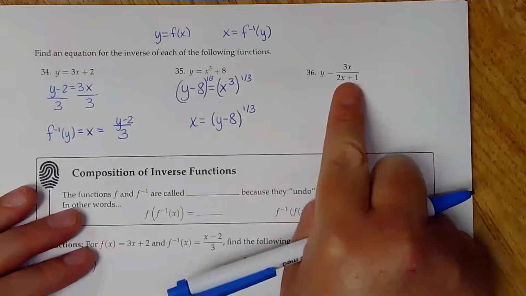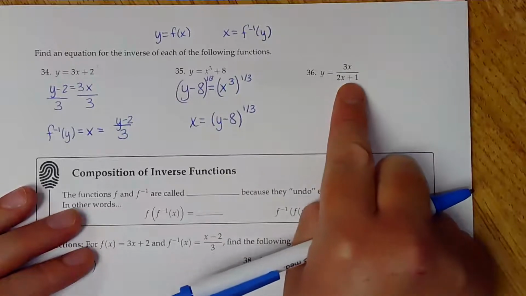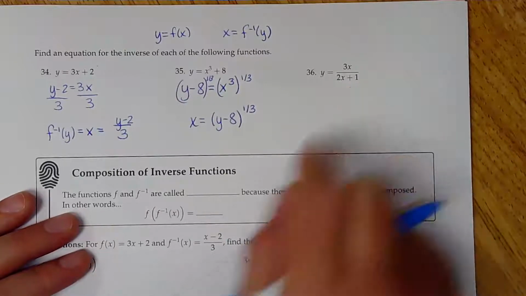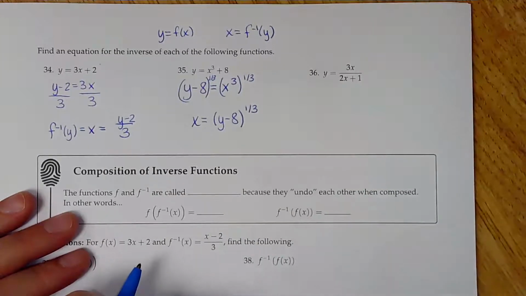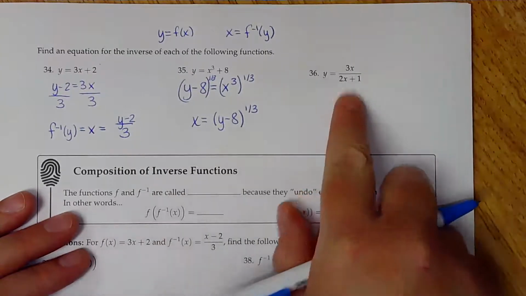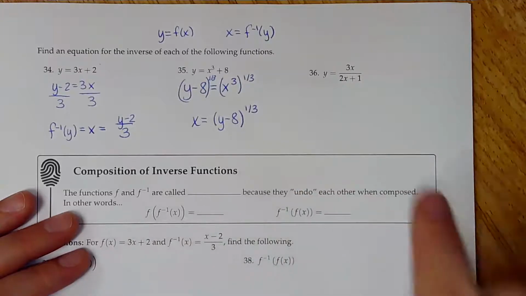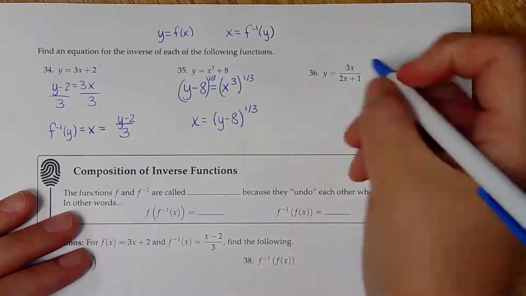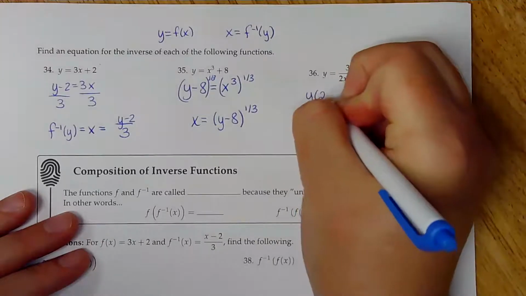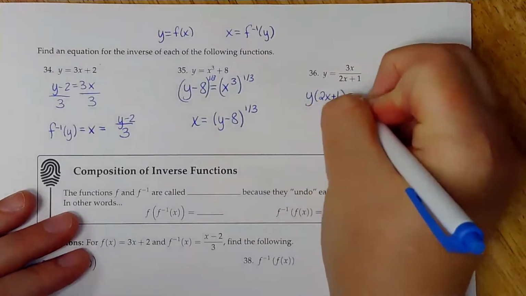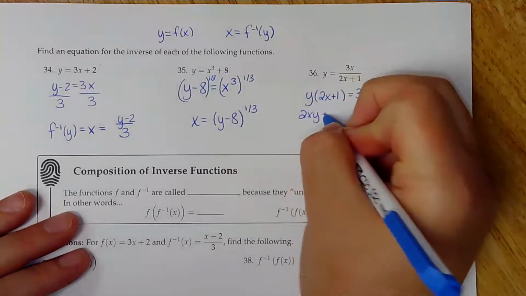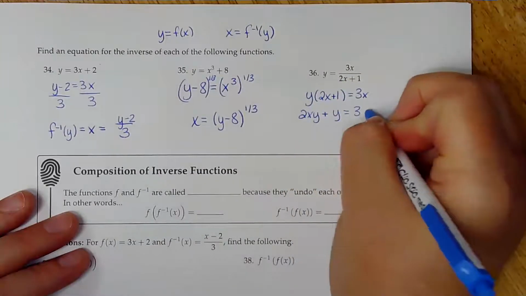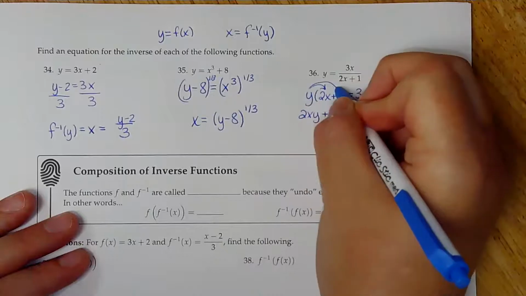And then one last one here. I have y is equal to 3x over 2x plus 1. So this looks a little gnarlier because I've got 2 x's floating around in here. What I'm going to do is start by getting rid of this fraction by multiplying this 2x plus 1 up. So I get y times (2x plus 1) is equal to 3x. 2xy plus y is equal to 3x. So I just distributed here.